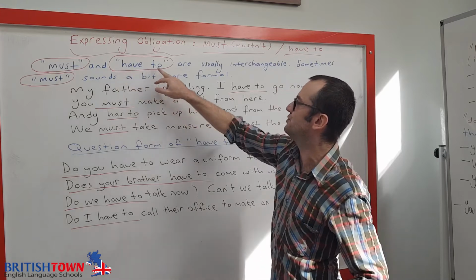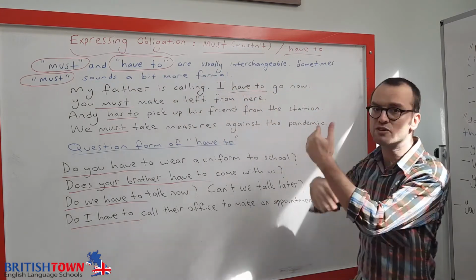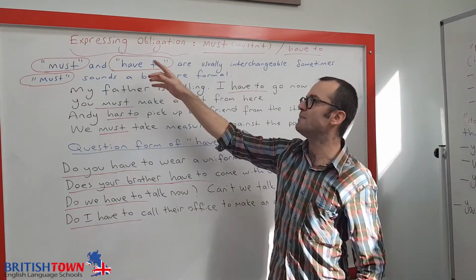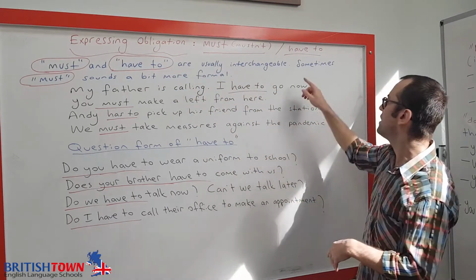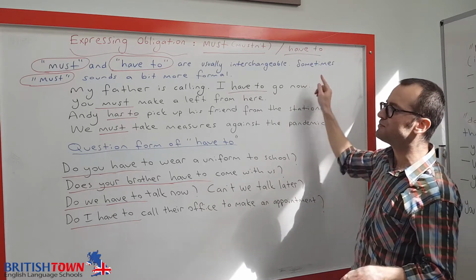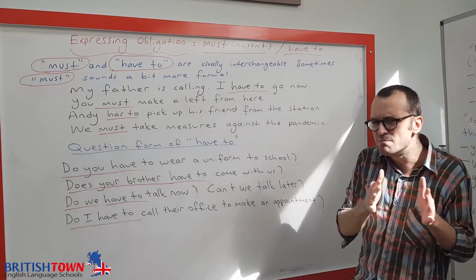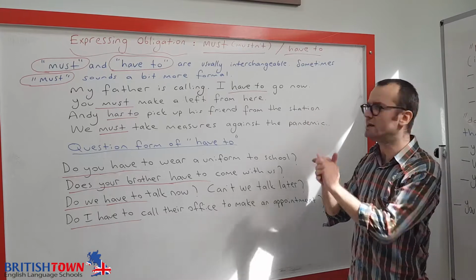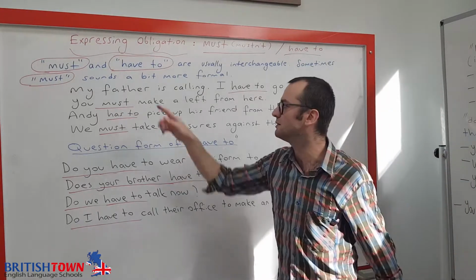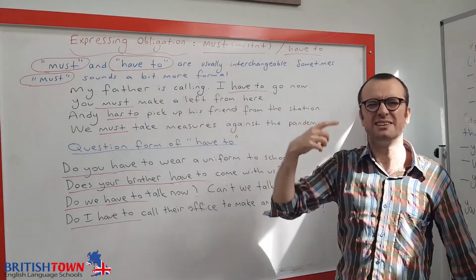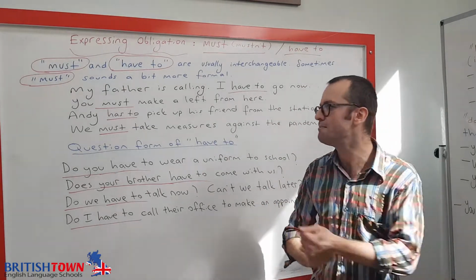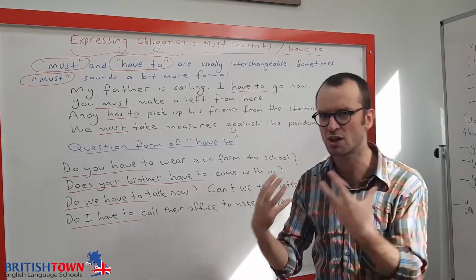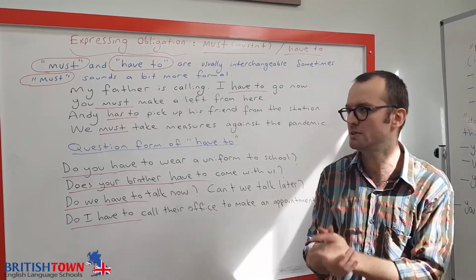Must and have to are usually interchangeable. Yani must ve have to genellikle birbirinin yerine geçebilirler. However, sometimes must sounds a bit more formal. Ne var ki bazen must biraz daha kulağa resmi gelebilir. Yani have to yerine must kullanabiliriz ama must'ın daha kuralcı, daha resmi bir havası var diyebiliriz.